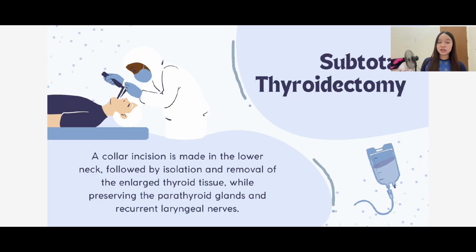So this is done wherein a surgeon makes a small cut across the lower part of the neck, which is a polar incision, and they carefully separate and remove the enlarged part of the thyroid gland while protecting important nearby structures like the parathyroid gland and the recurrent laryngeal nerve, ensuring that the surgery is safe and avoids complications.